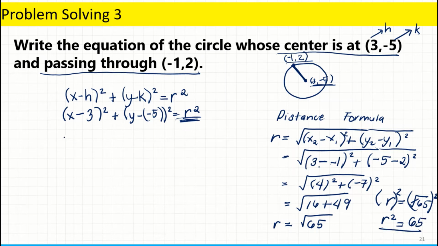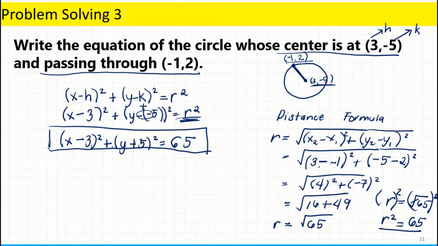So, continuing this, okay, we have x minus 3 squared plus ito, y minus negative 5. Yung itong part na to ay magiging plus. So, ito magiging plus 5 and then squared is equal to, what is our r? Square root of 65. But when we have r squared, the answer here is 65. Plus quantity y plus 5 squared equals 65 is the final answer.